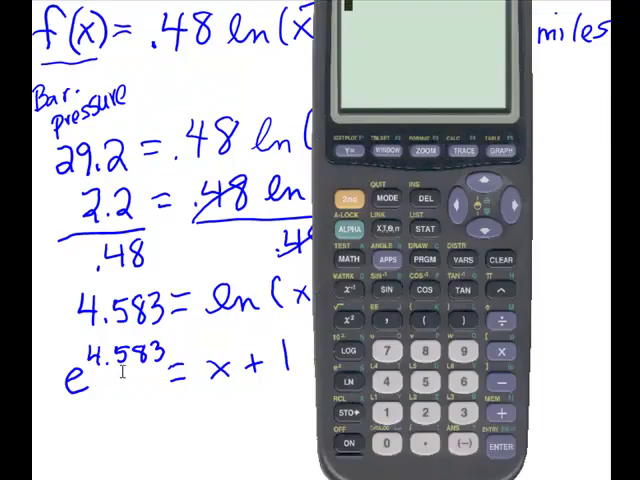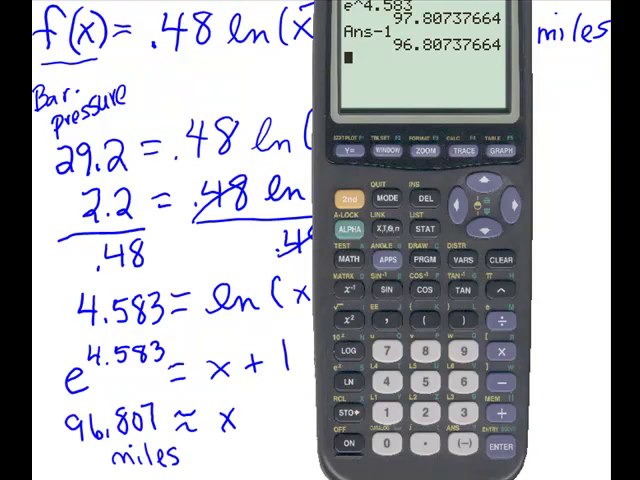I'm going to enter e to the 4.583 into the calculator. We have an e button, so we'll do second e to the 4.583, enter, and then we will subtract the 1, minus 1, enter. So we have 96.807. This is in miles. And you would just go with whatever position they told you to round to. Even going to the nearest whole mile is a good answer, 97.